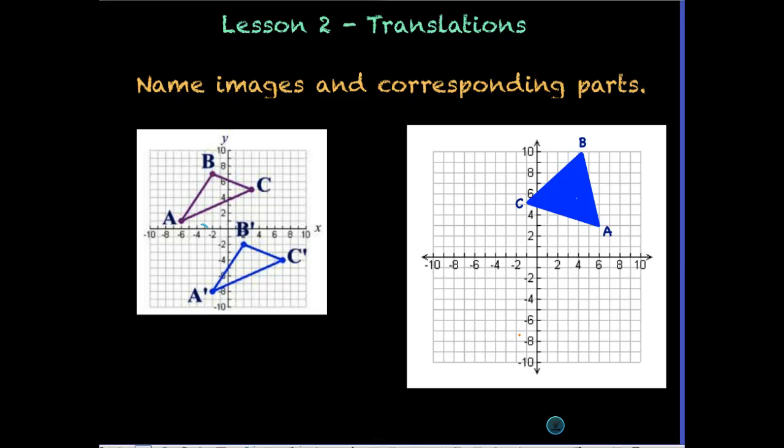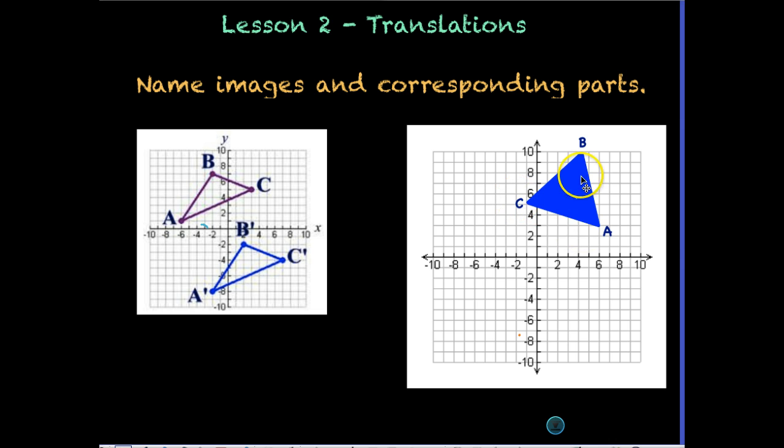How do we know which shape was our original shape and which shape is the image that came from the original shape? Well, the way you know is because of how it's labeled. In this first example, you'll notice that we have two A's, but the bottom A has an apostrophe by it. Same thing with the B and the C. Well, this is read as A prime, B prime, C prime. And anytime you have an apostrophe, that means it's an image of the original shape. So we took A, B, and C, we translated it, we slid it down, and now the blue triangle is our image.